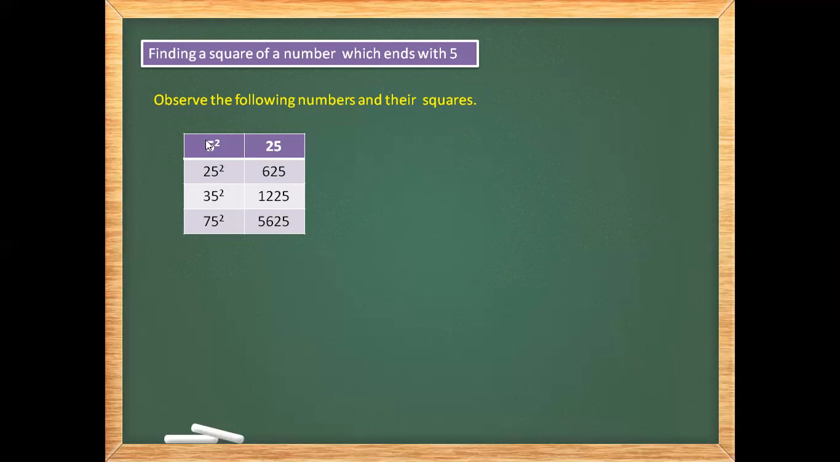Children, if you observe these numbers, you can see 5 in the units place, and the last two digits are 25, 25, 25. Means you can see that every number which has 5 in the units place, its square ends with 25.